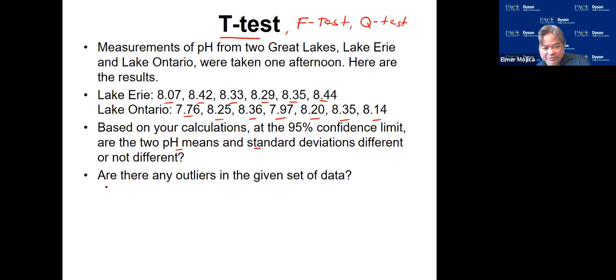And then there's another question here. Are there any outliers in the given set of data? So you're going to use the Q-test. So what's the first thing for you to do here? Anyone? These are the type of questions that you may get in the exam.